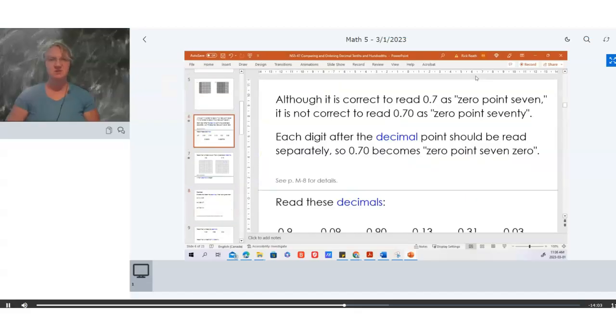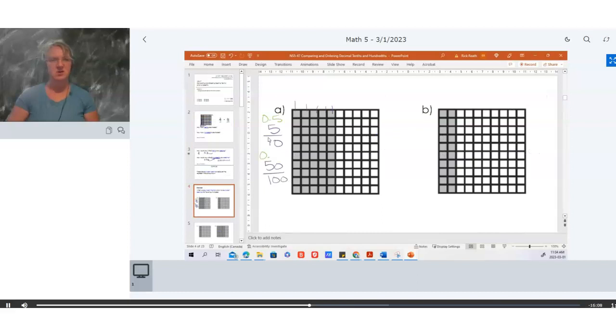So this just reiterates that. It says it over again. Although it's correct to read 0.7 as 0.70 and 50/100.